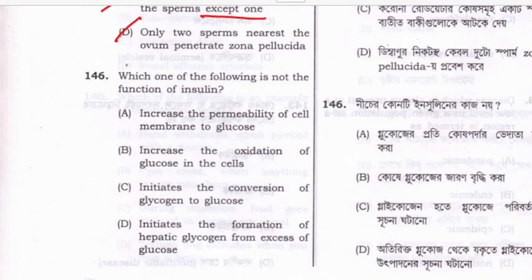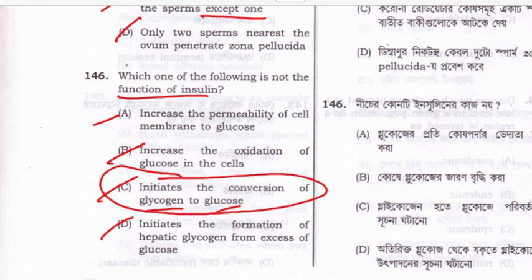Which of the following is not a function of insulin? Increase permeability of cell membrane to glucose, increase oxidation of glucose in the cells, initiates conversion of glucagon to glucose, initiates formation of hepatic glycogen from excess glucose. So initiates conversion of glucagon to glucose is not true about insulin.